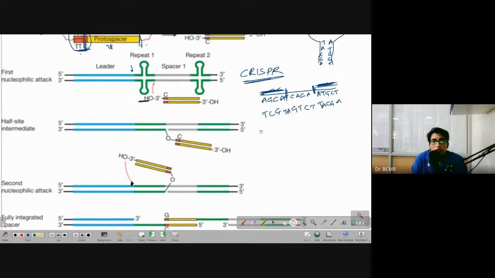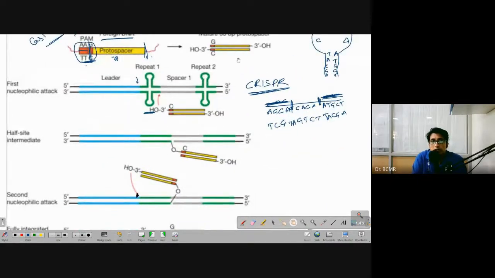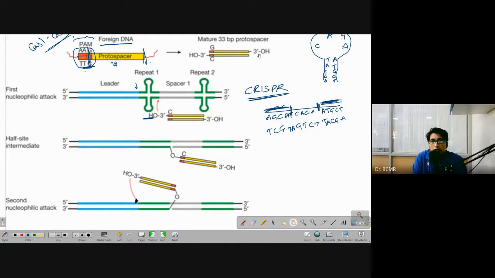Let's see. What happens is the processed protospacer has 3' OH on both sides, and this 3' OH here would make a nucleophilic attack and cleave here. So it is now covalently bound to one of the fragments here, right? And the other side's 3' OH would make a cut here.